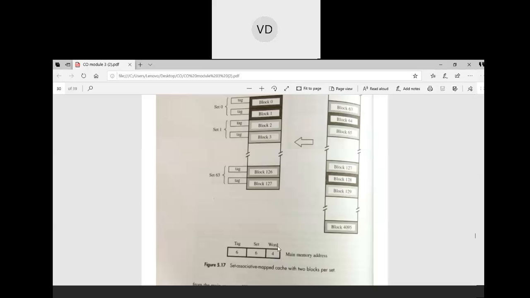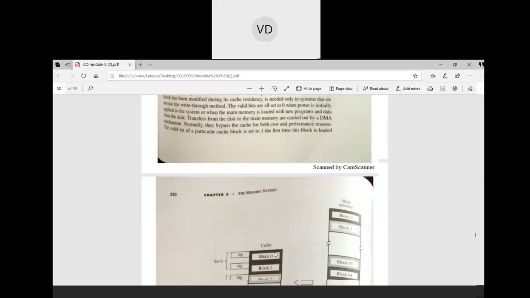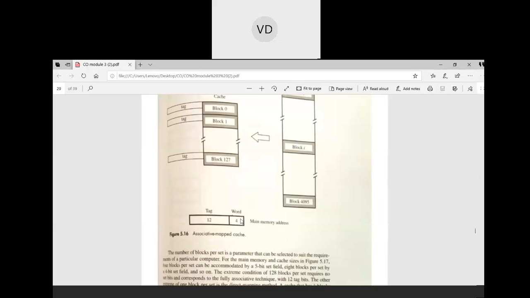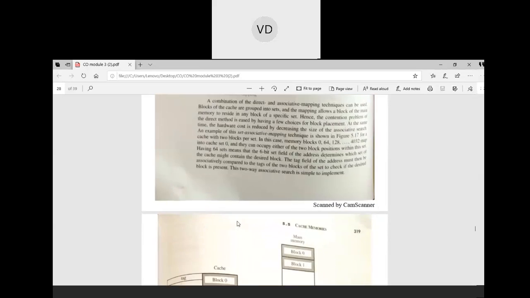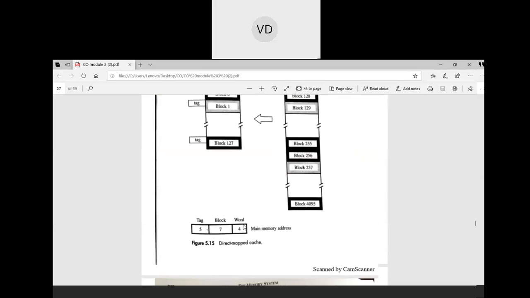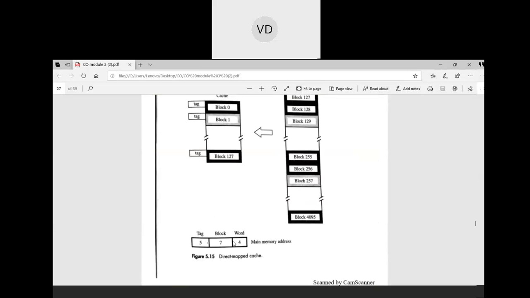So all the time it is 4 bits. In set associative also 4 bits are used, in associative also 4 bits are used, and in direct mapping also 4 bits are used. So this is fixed. Why? Because there are 16 words in a row, and when there are 16 words in a row, to select any one word we require 4 bits.